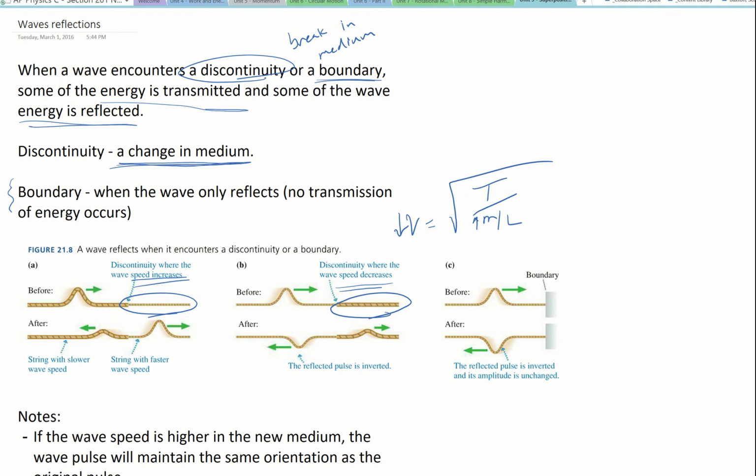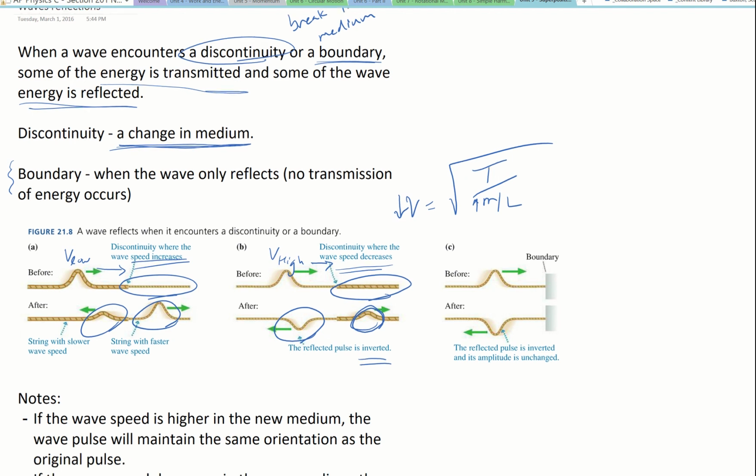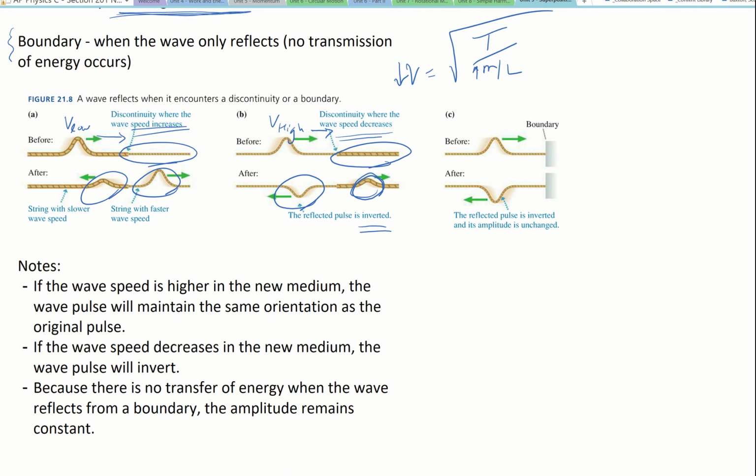Notice that when the wave passes from a low velocity to a high velocity, the wave stays upright as it transmits on into the new medium and as it reflects backwards. Notice, however, when I go from a high velocity to a lower velocity, when the wave transmits on, it still stays upright. However, when it reflects backwards, it is inverted. That is one thing to take notice of here as we're looking at this diagram. Okay, so that's what we're looking at with the boundaries as it reflects.